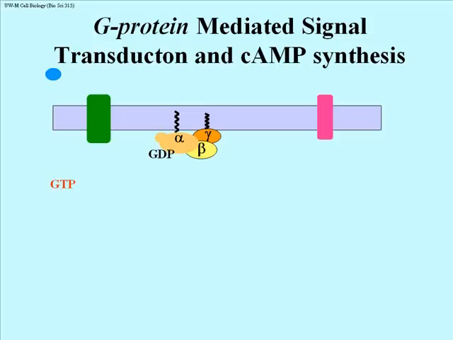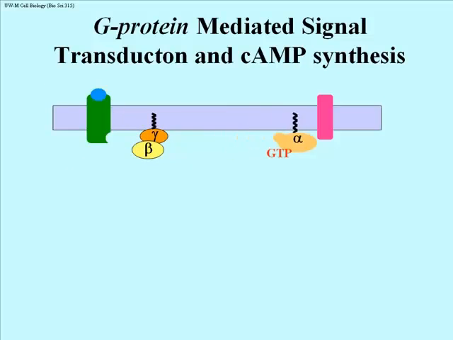to GTP. When the signal molecule, here shown in blue, binds to the cell surface receptor, which is shown in green, the receptor changes shape and can bind to the G-protein. This binding causes an allosteric change in the G-protein, leading to GTP displacing the GDP. In turn, the GTP-bound alpha subunit dissociates from the rest of the G-protein.